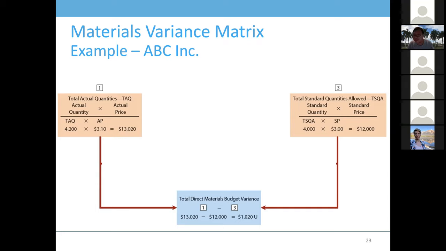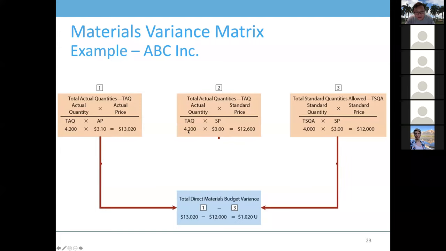4200? Yeah, 4200. What is the standard price? $3? Yes, very good. So in the middle box, I'm going to use the actual quantity, 4200, times standard price, $3. So that's the 12,600. Now tell me, if I use the middle minus the right, what does this give me?